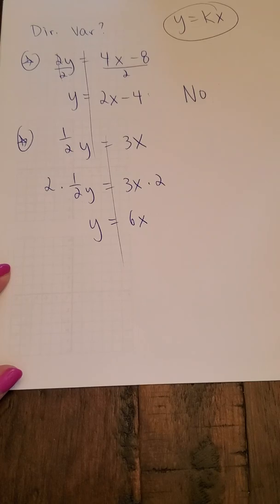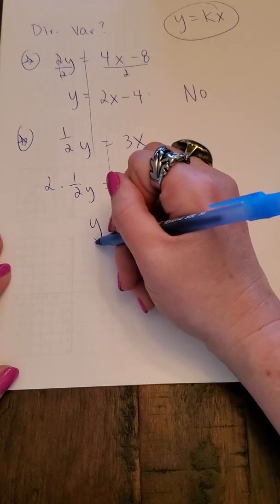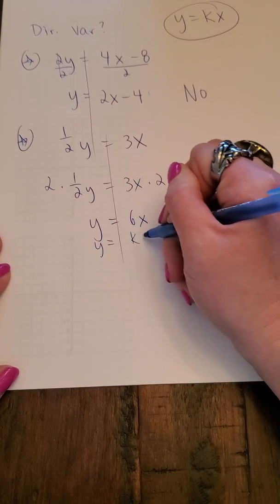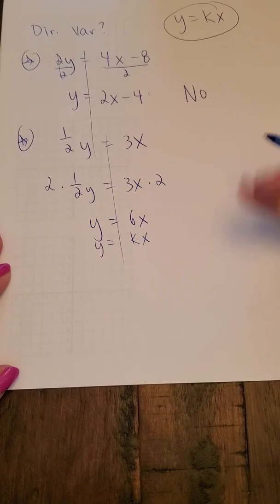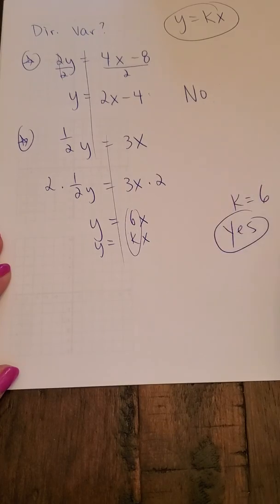Now, is that a direct variation? Yes, it is, because it would be y equal to kx. It's exactly the format. What would k be equal to? 6. Very good, right here. So that would, yes, be a direct variation.